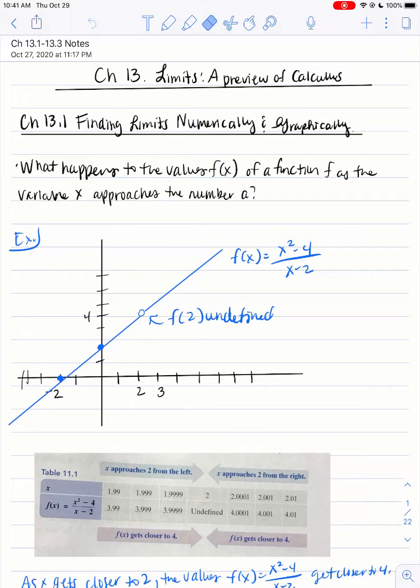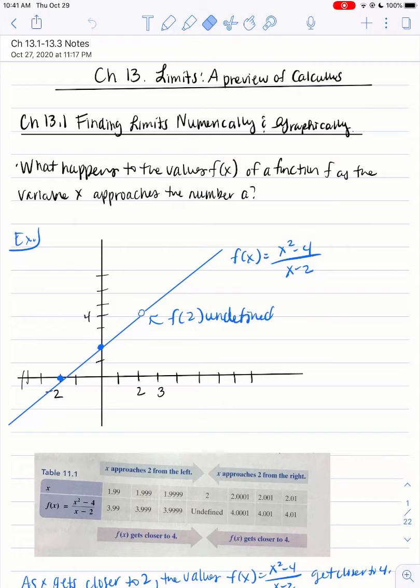Hi everyone, so in this video we're going to go ahead and start chapter 13. I'm just going to be going over the first three sections of chapter 13. Chapter 13 is limits, a preview of calculus, and in this first section, 13.1, we're going to learn how to find limits numerically and graphically.